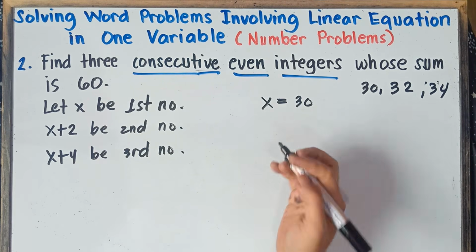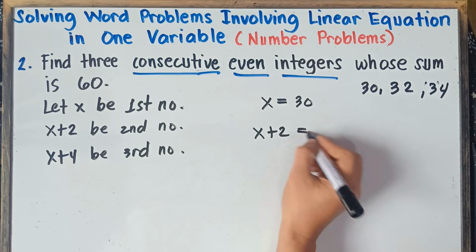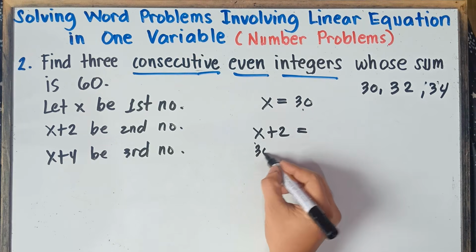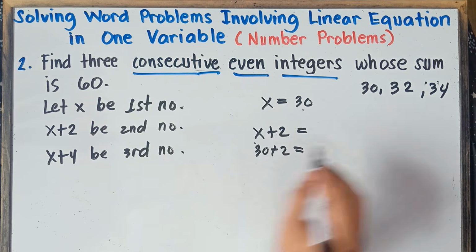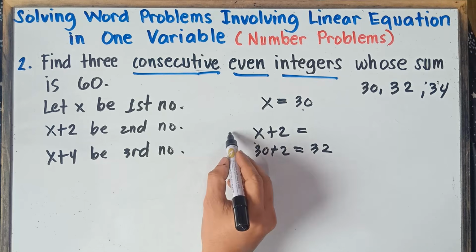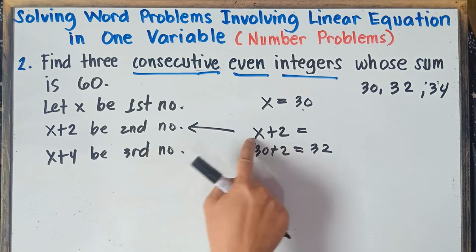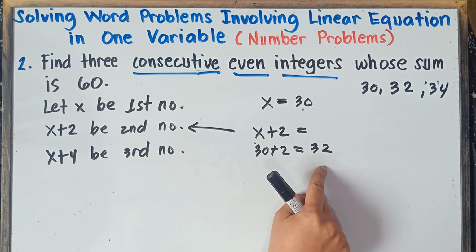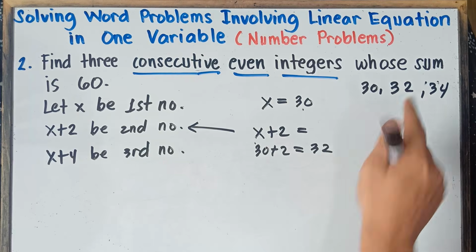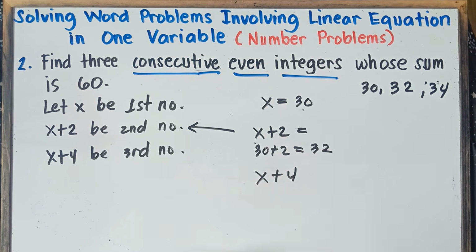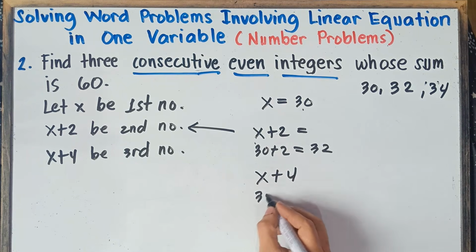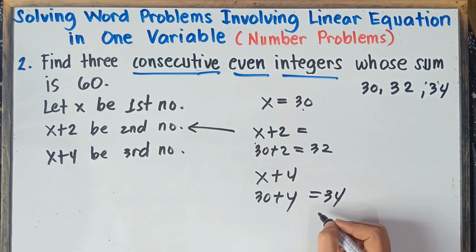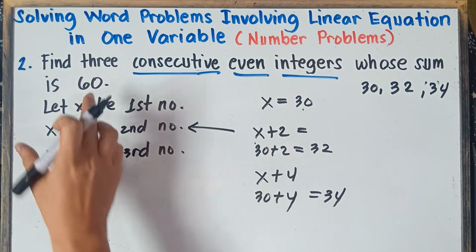So, therefore, your second integer should be x plus 2. Because if your x is 30, you assume any number for x, 30 plus 2, what's the answer, class? That's correct. That would be 32. Now, how will you get 34? That's correct. It should be x plus 4, because if your x is 30 plus 4, what's the answer, class? That would be 34. I hope it's clear with this one, class.